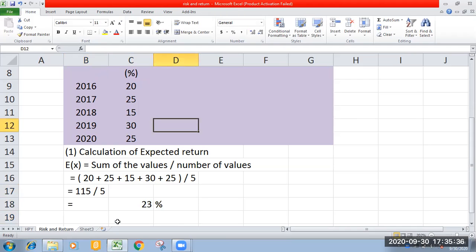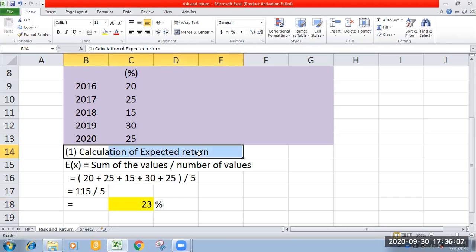So from the past 5 years' returns, one time we have 20%, other time 25%. There is even a year with 30%. So by looking at all these 5 values, we can expect from this company the next return can be the average, that is 23%. So now we understood how to calculate expected return.